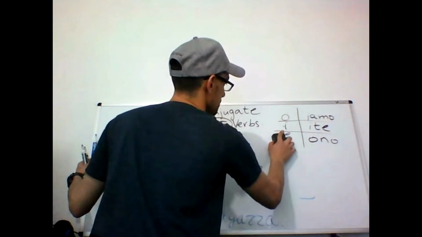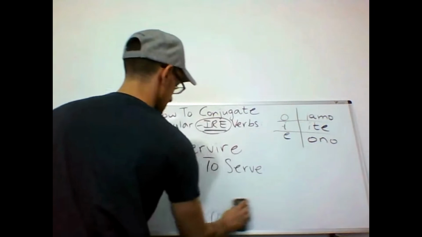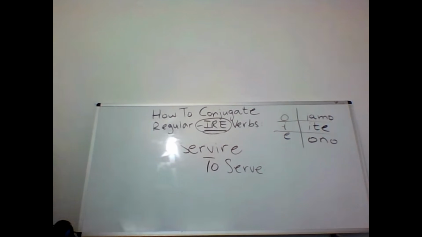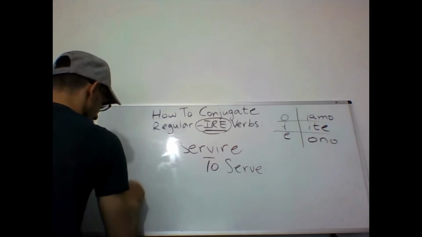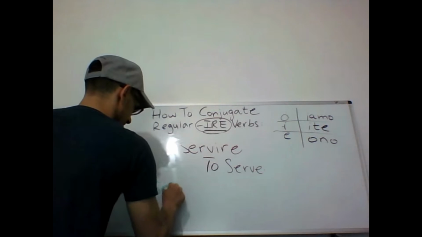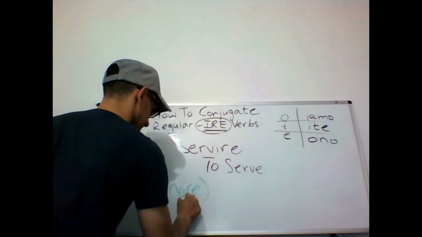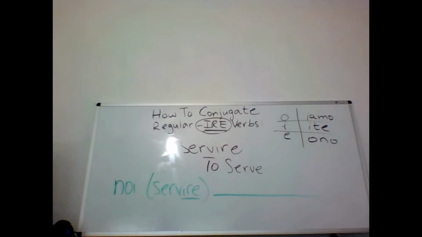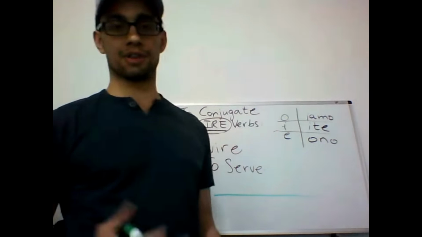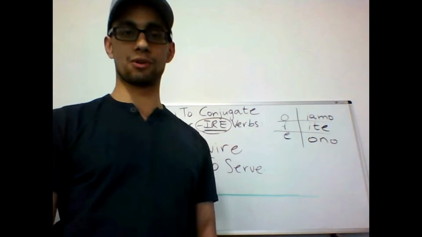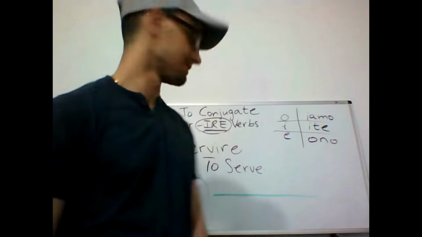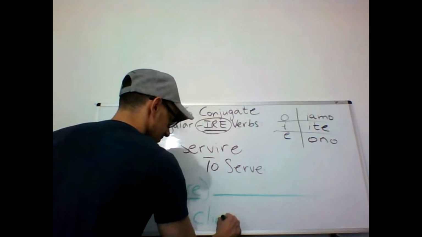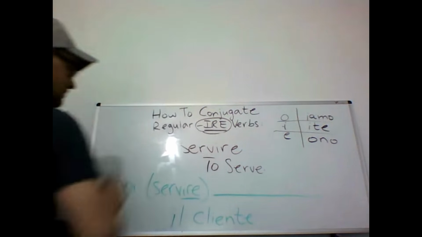Now we're going to move on to the plural side, because this side was singular. Now plural, more than one. So we have noi. We have our verb, servire. We have our fill in the blank. Now we're going to say that we serve the client. So we're a group of hardworking people trying to serve the client. Il cliente. Il cliente.